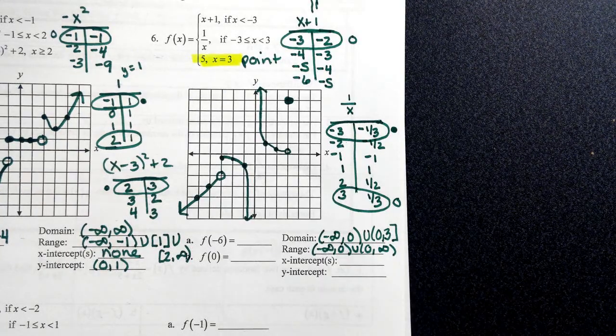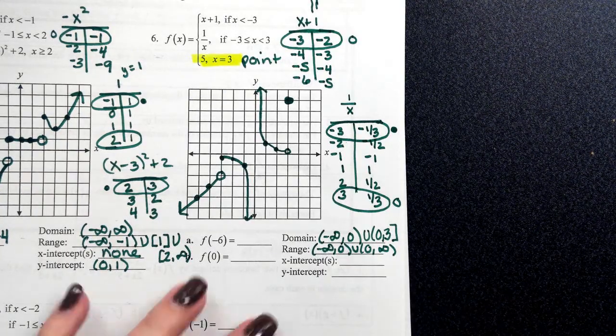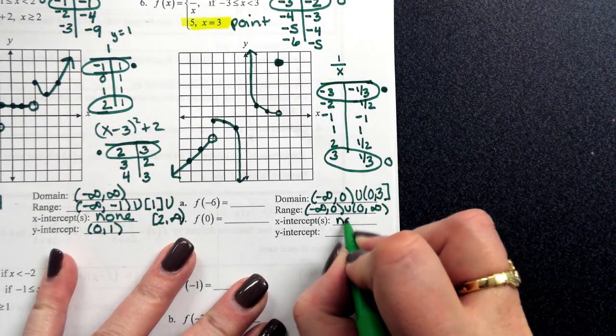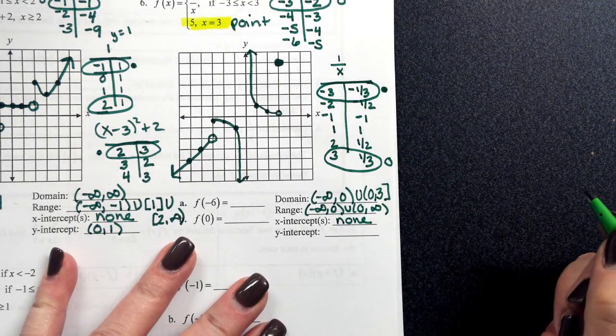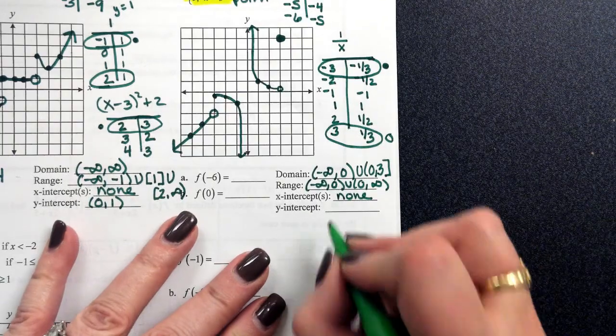Do I have an x-intercept? No, because remember you have an asymptote there. Do you have a y-intercept? No.